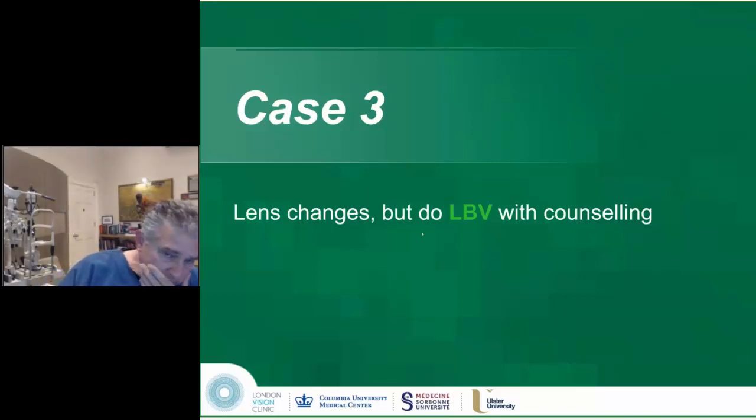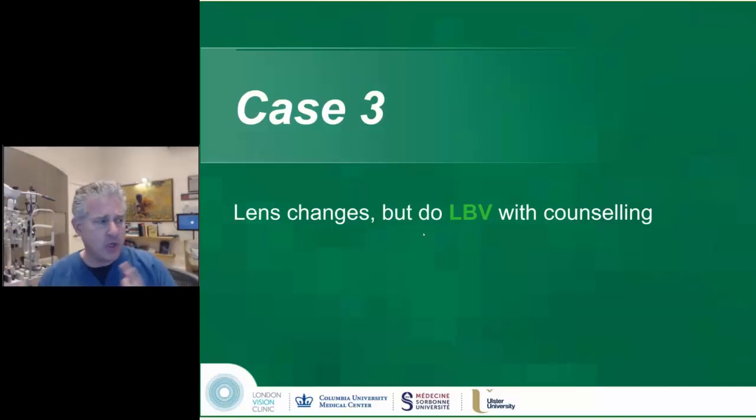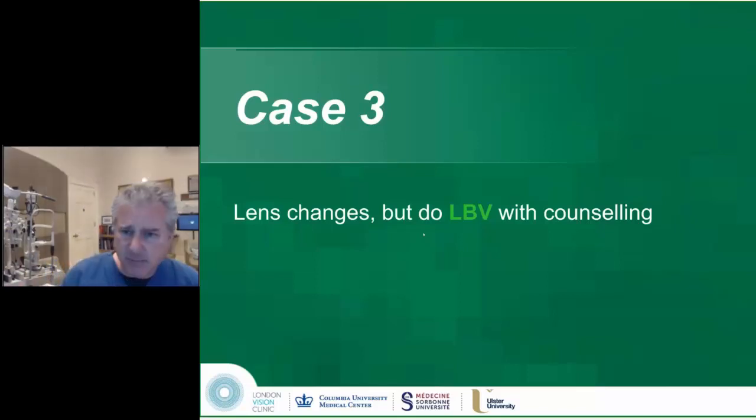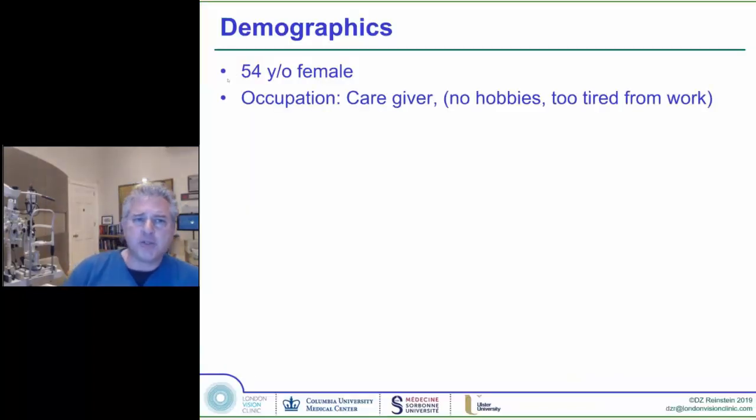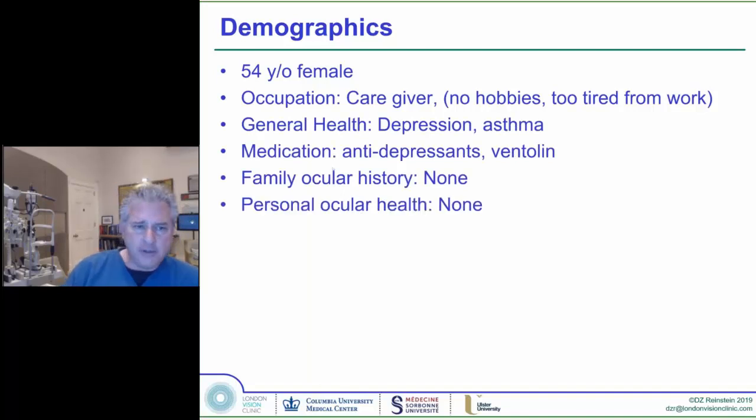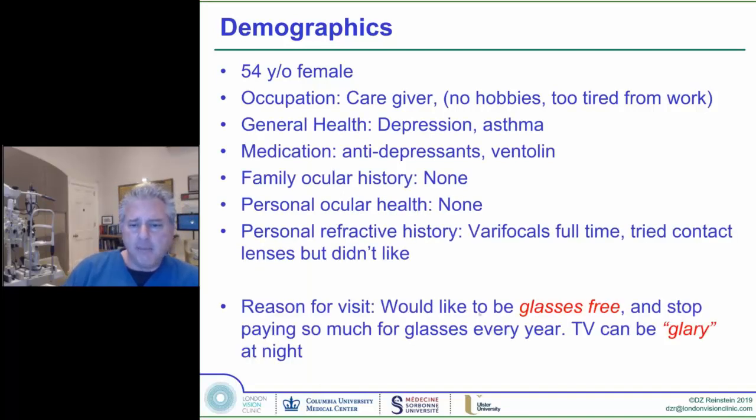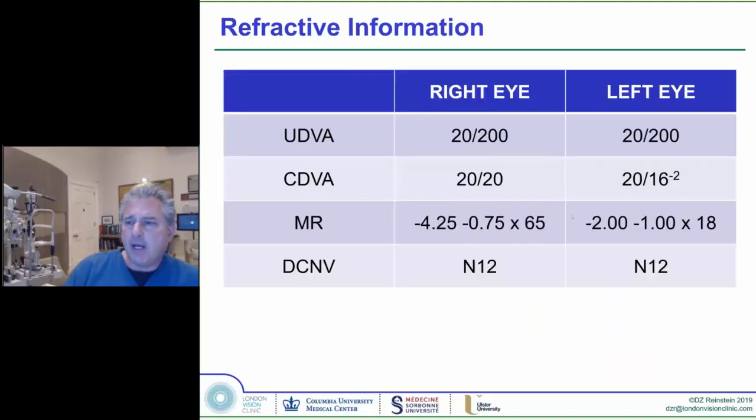So let's talk about a situation which is, I think, the threshold situation where you do see some lens changes, but we might still choose to do PRESBYOND. So a 54-year-old, in generally good health, who would like to be glasses free. TV can be a little bit glary. Now, she had 20/20 and 20/16 vision, and she had myopicized in this eye slightly, you see.